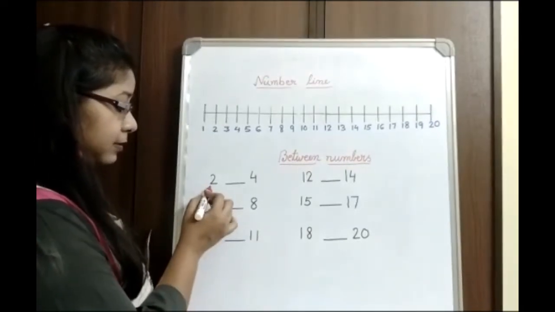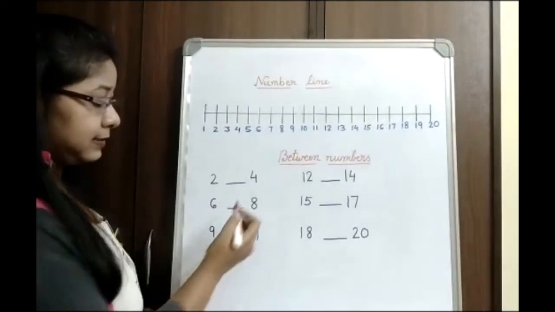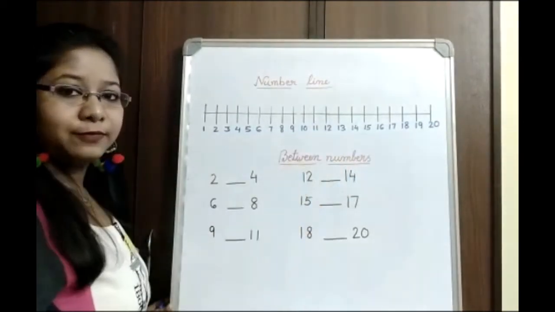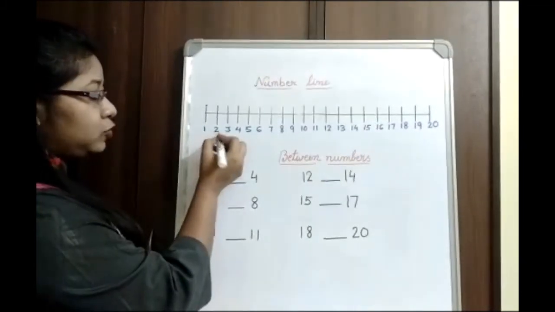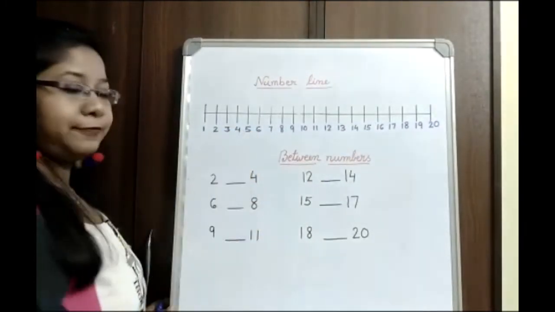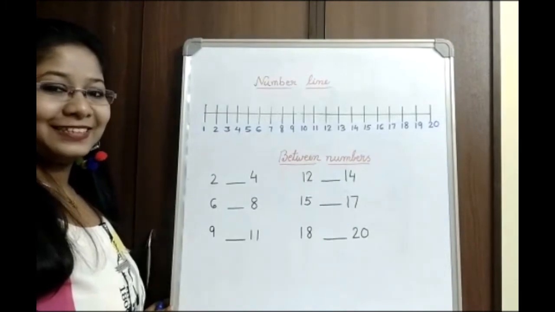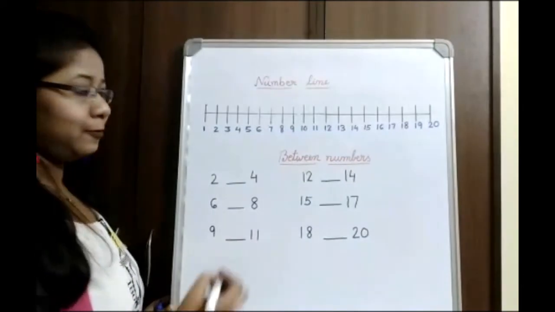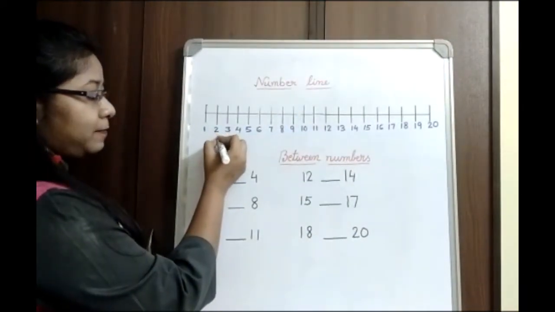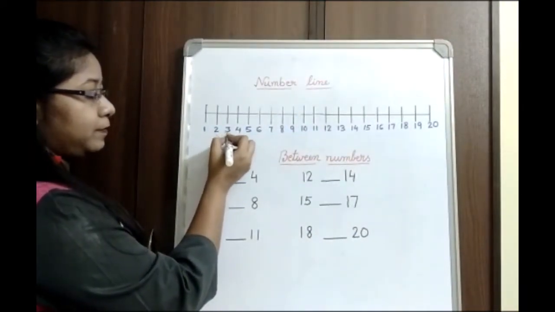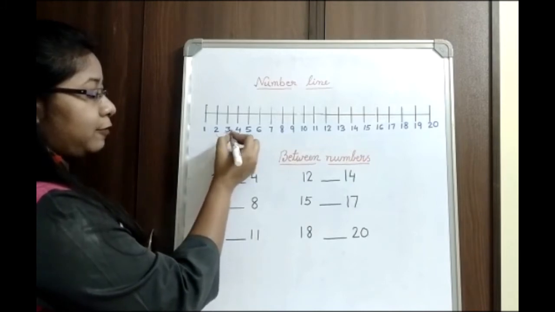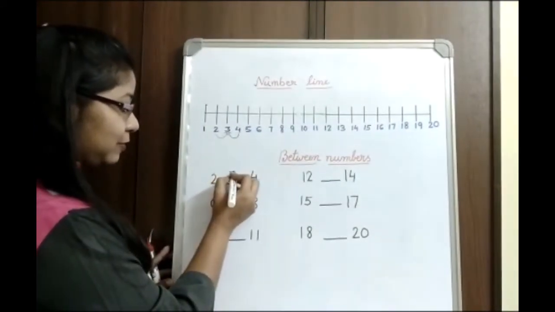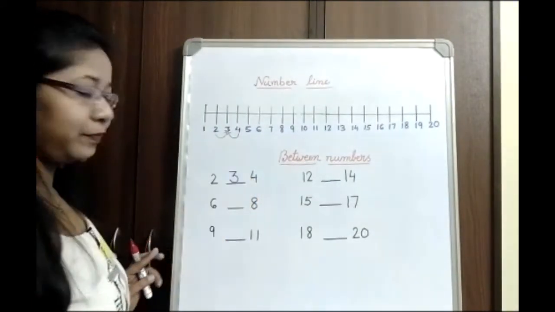Like this is number 2 and this is number, yes, 4. So can we find number 2 and 4 here? This is number 2 and this is number 4. Right? So which number will come in between 2 and 4? Let's check. From 2 and from 4, it's coming? Yes, number 3. So you can write number 3 over here.